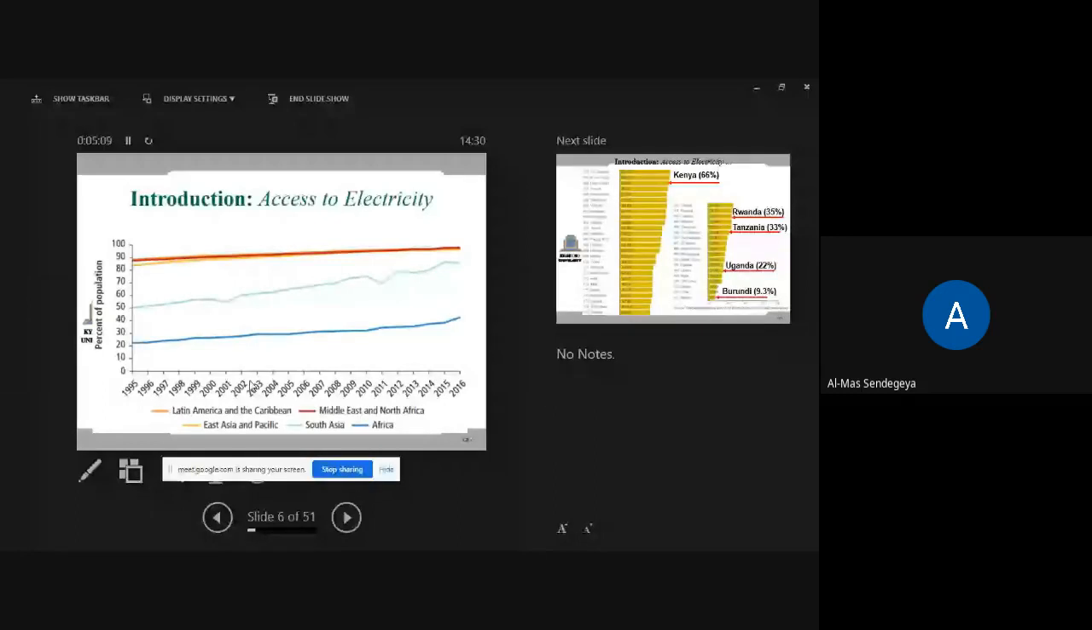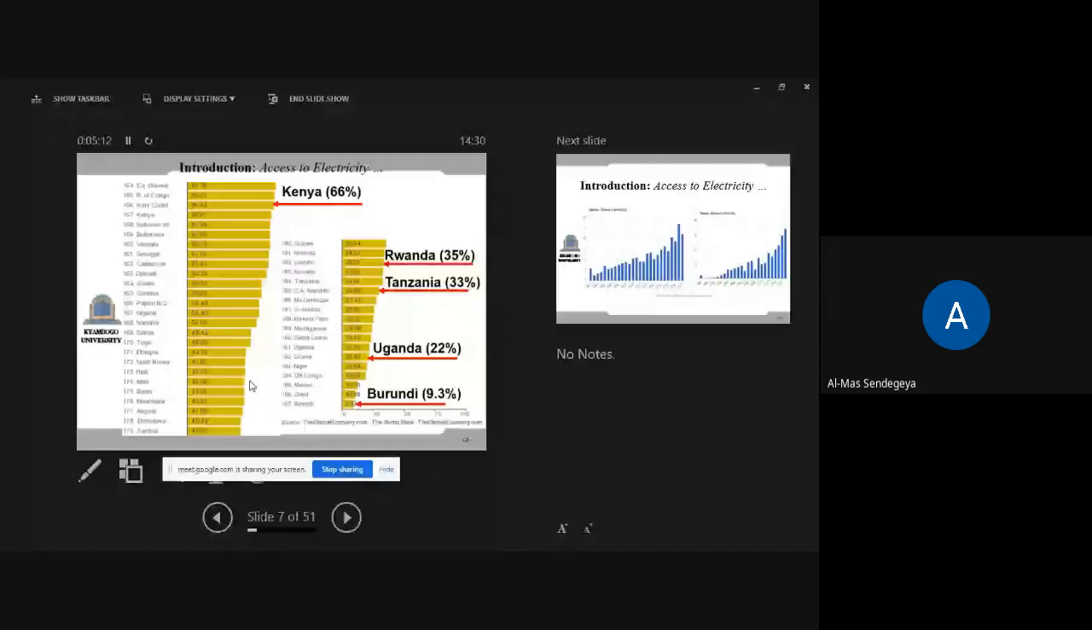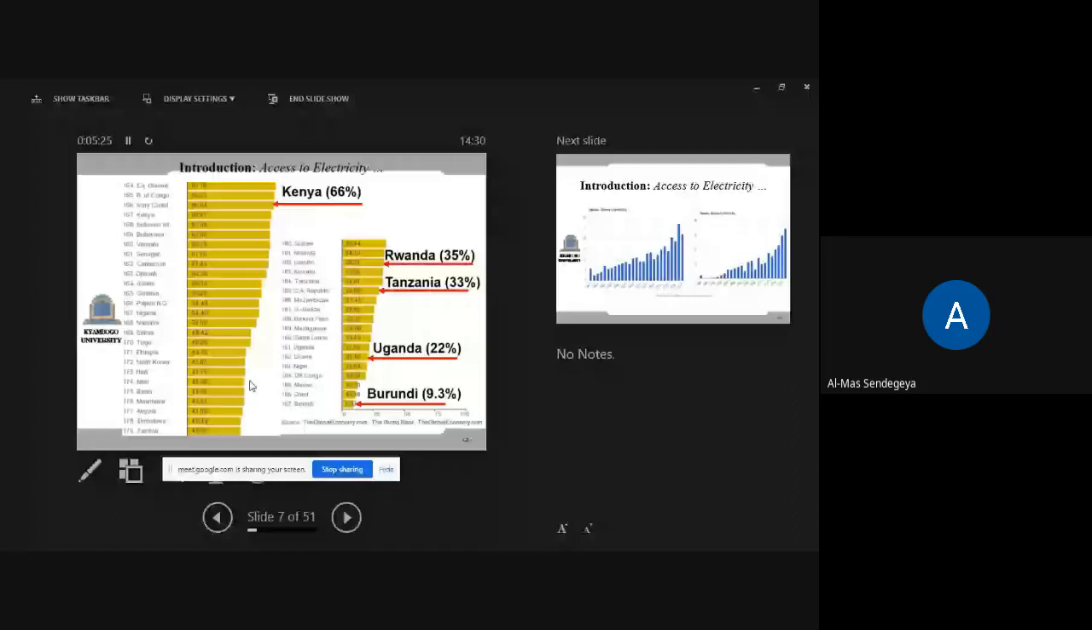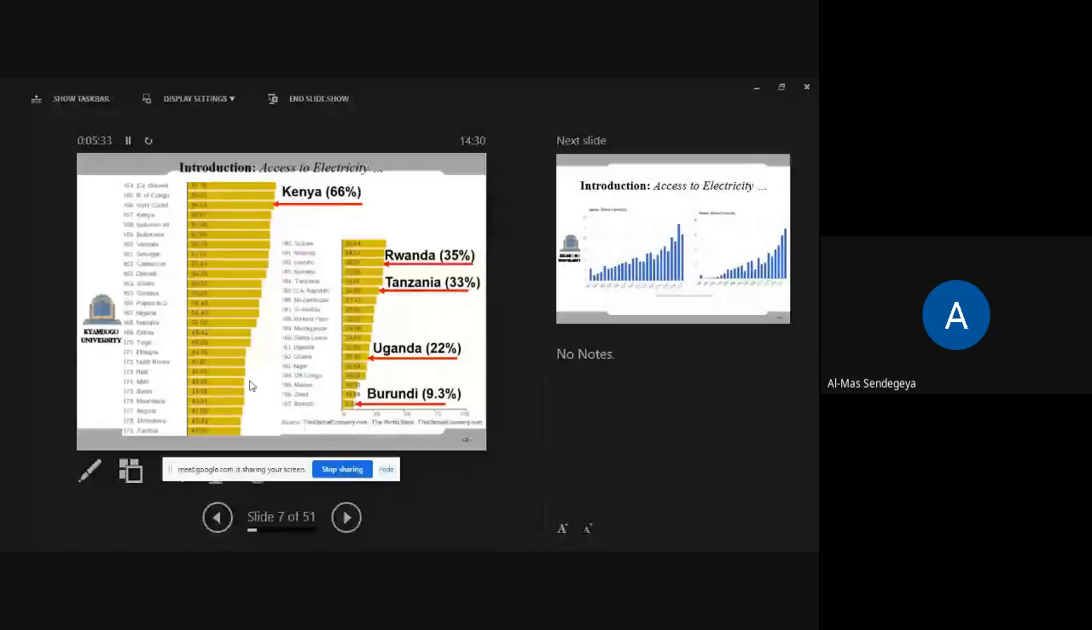Looking at electricity coverage in Uganda by 2016 compared to other countries, it was 66%. Rwanda 35, Tanzania 33, Uganda 22 by 2016. I don't have the figure currently. I have to do research and establish what is the actual figure. Burundi, 9.3. We need energy. Access to electricity, comparing Uganda and Rwanda.